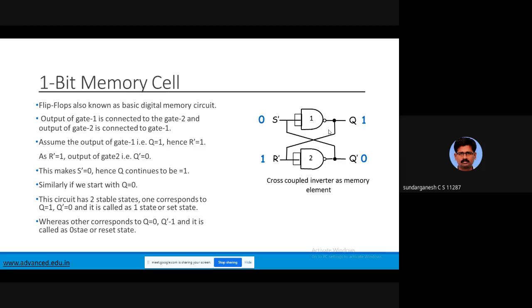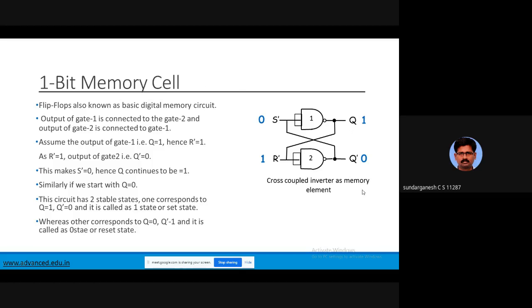Okay. So we say these NAND gates are connected back to back. Back to back means the output is connected to the input. Both the NAND gates are connected like this, and the output of each is connected to the input of the other gate. So this is the circuit connection of an SR latch.